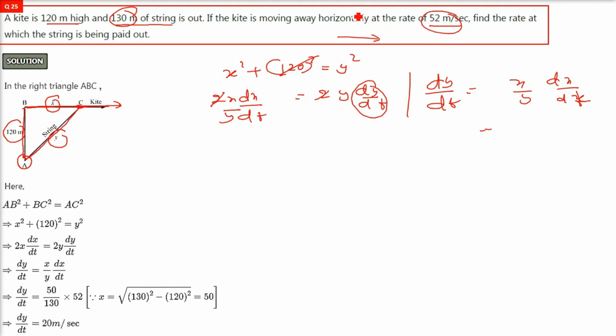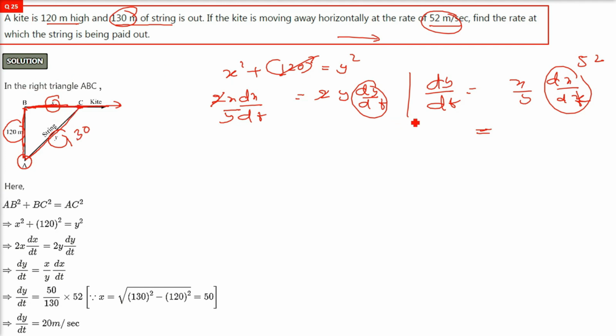There are certain values which are known to us. Alright. So we need one more value here. That is, y is 130 here. It is already given. 130 meter string is out. dx by dt, which is the rate, is also given, 52 meter per second. X is to be known first. So 120, this is 130.